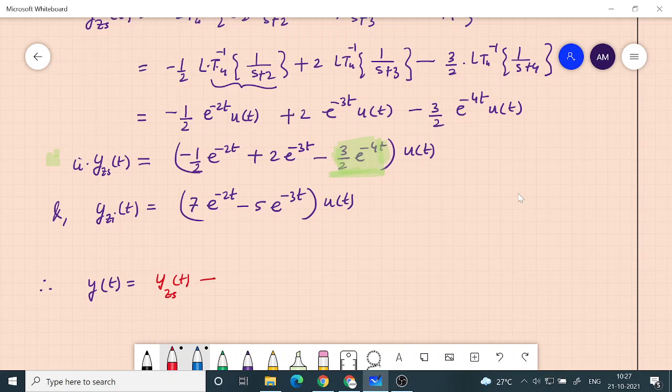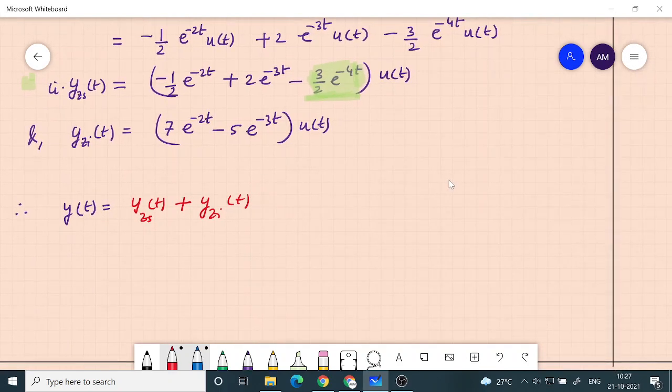Now let me add these two, the zero state response plus the zero input response. Both, if I add them, there is e raised to minus 2t in both, and there is a minus half. So 7 minus half, how much is that? That is 6.5. We can write it as 13 by 2 e raised to minus 2t.